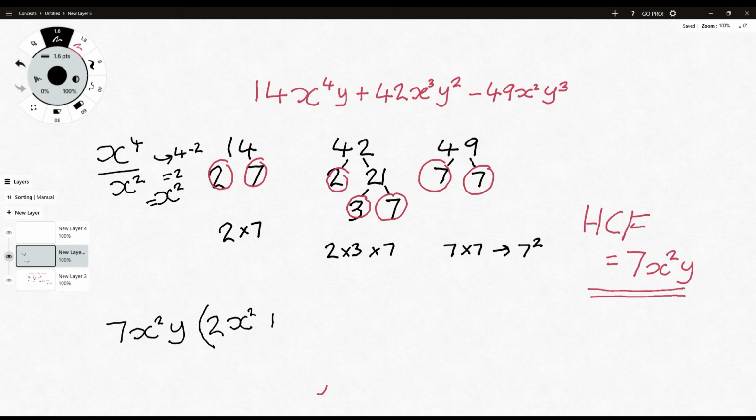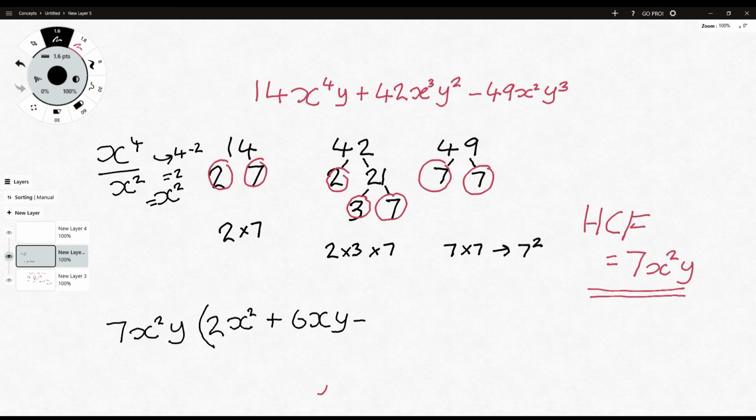So our next term is added. 7 into 42 is 6, so 6 times 7 gives us 42. And x cubed divided by x squared is, remember, 3 minus 2, which gives us x to the 1. We don't write the 1 in as an index. So that is simply 6x. And y goes into y squared, so this becomes y.